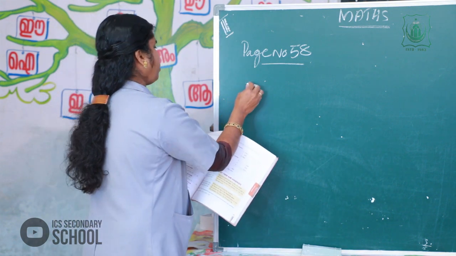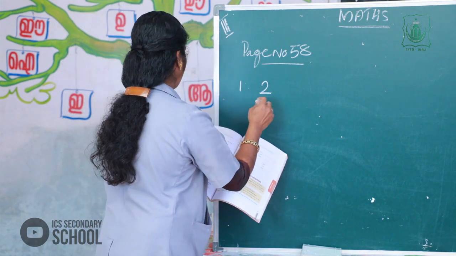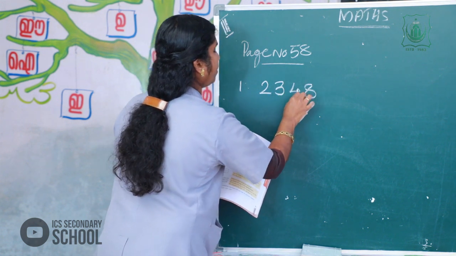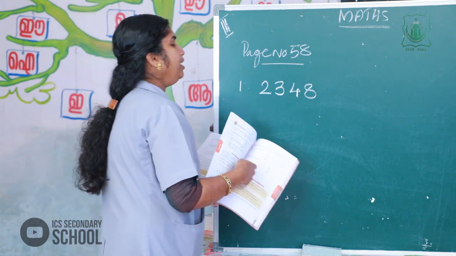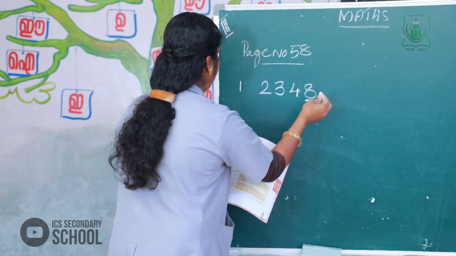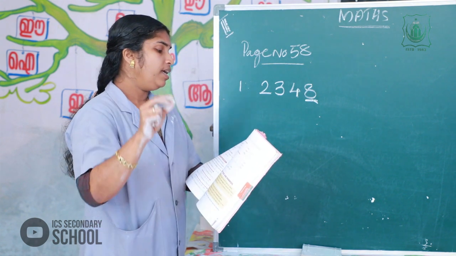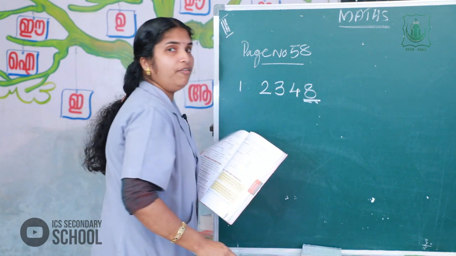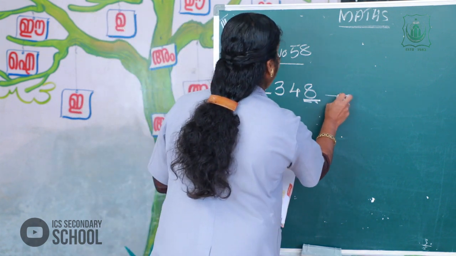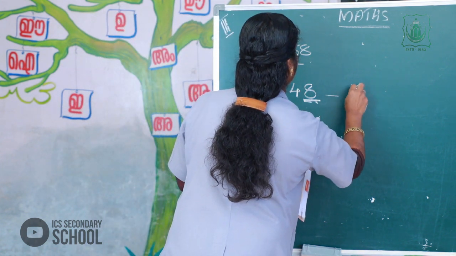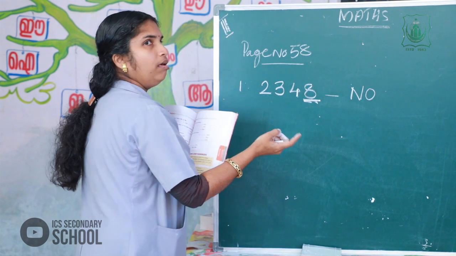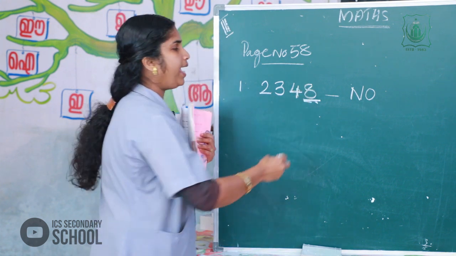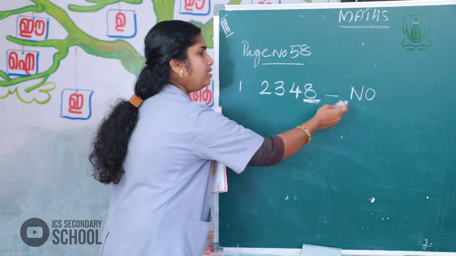First, 2348. Here the 8 is in the 1 place. Our question is: is 8 in the 100 place? Write yes or no. Here the 8 is in the 1 place, so we write no. In this number, the 100 place is 4. The 8 is in the 1 place. So we write no.